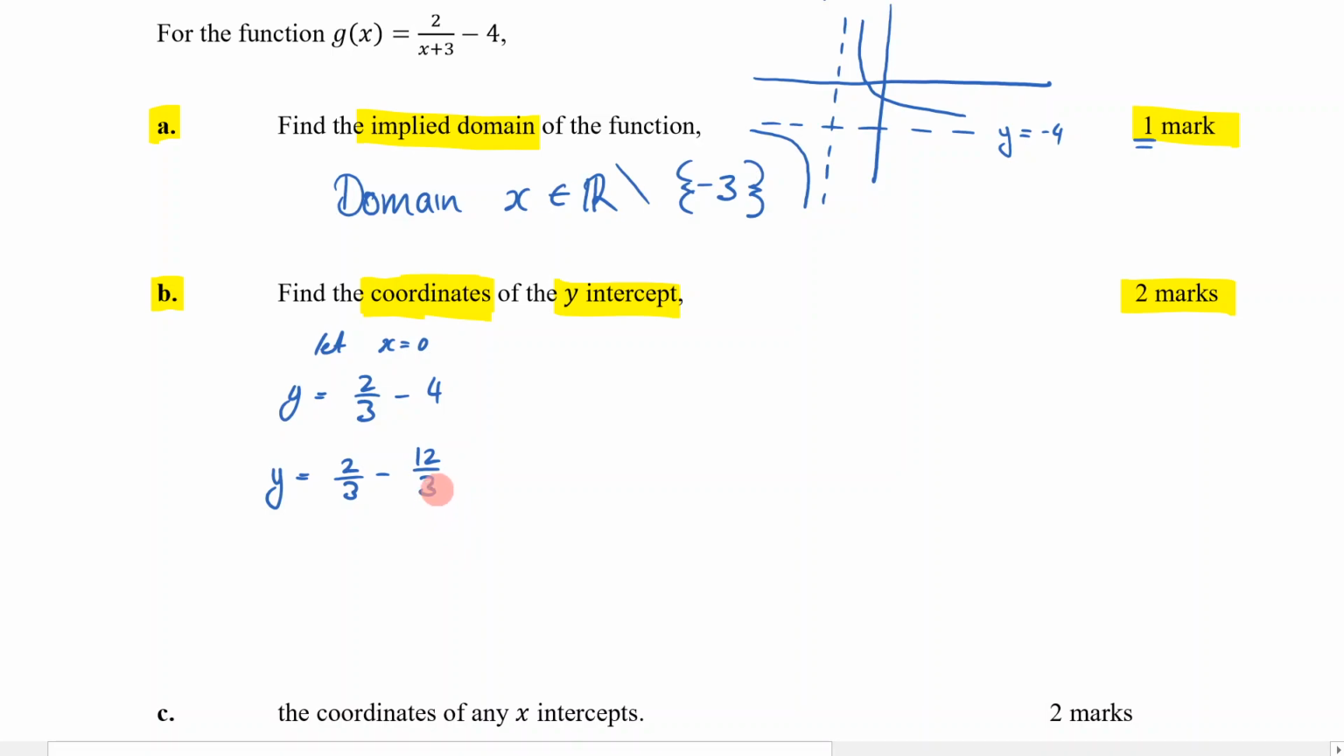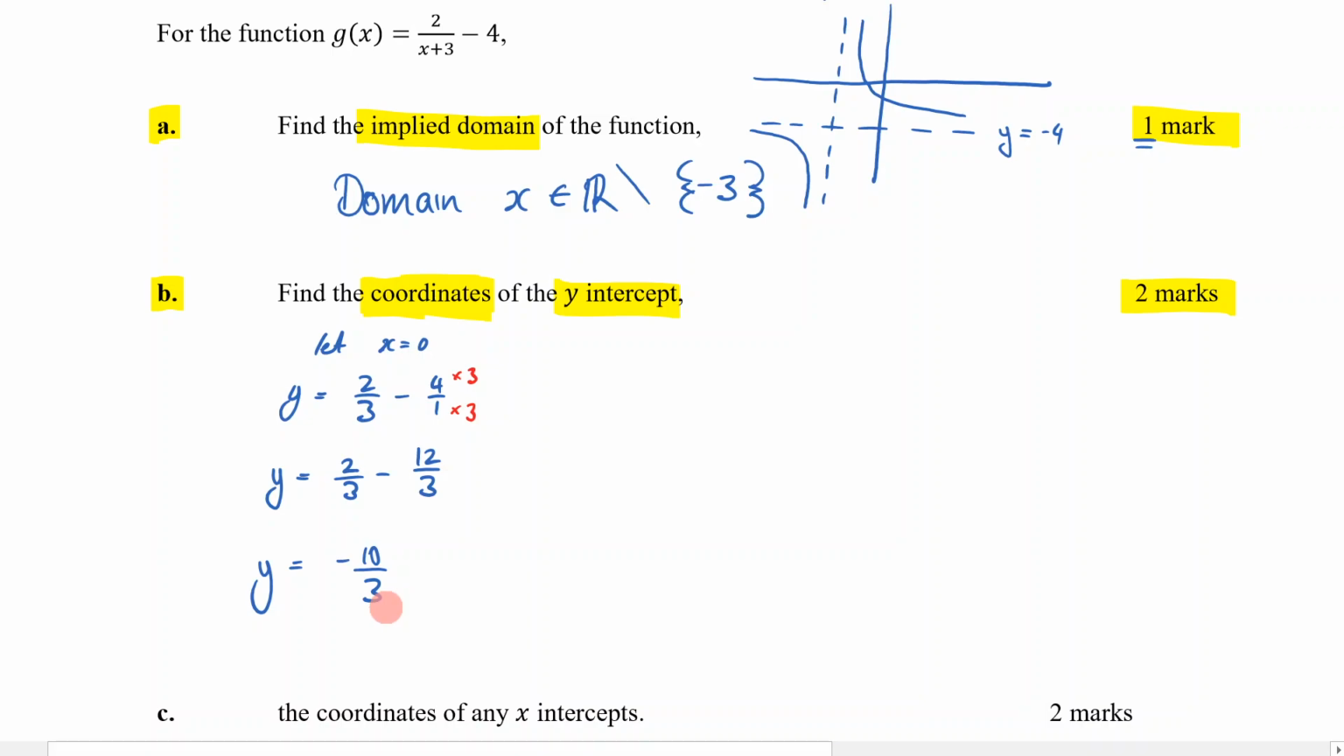So just to go really slowly there, how did I get this? Well, I know that 4 is the same as 4 over 1, right? And if I now wanted to have a denominator of 3, I'm going to multiply the bottom by 3. I have to also multiply the top by 3, because whatever you do to the bottom, you must do to the top. That's how I'm getting 12 on 3 there. Once I've then done that, the next thing that I'm going to do is simply subtract these. So 2 minus 12 is going to be -10 on 3.